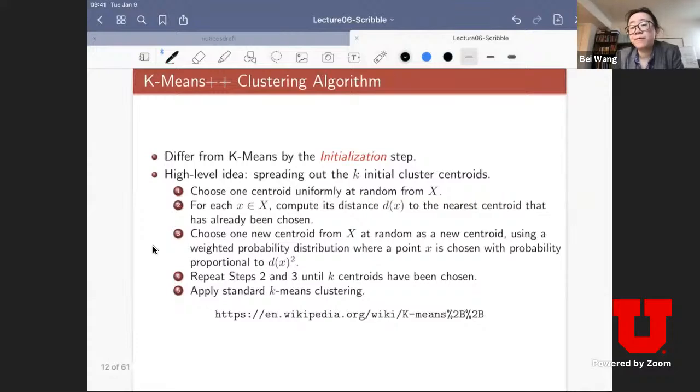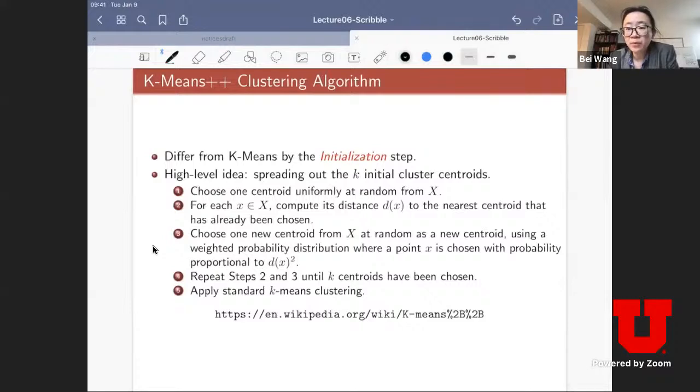There is a variation of K-means called K-means plus plus, and it differs from K-means in the initial step. The high-level idea is we would like to spread out the initial k cluster centroids as much as possible. The first step is you choose a centroid uniformly at random from the point cloud.